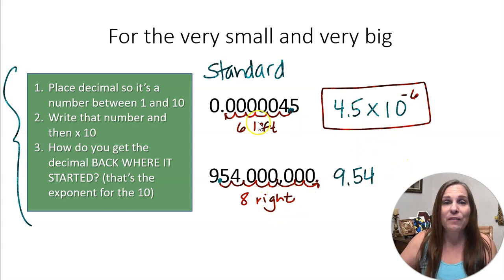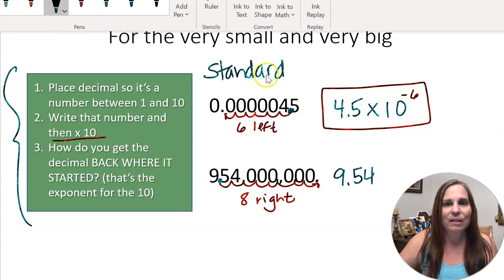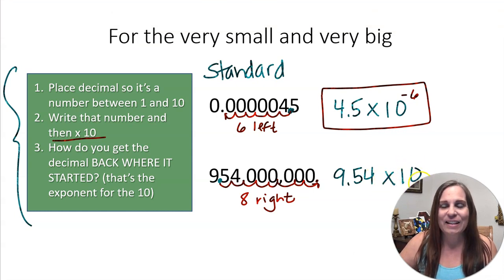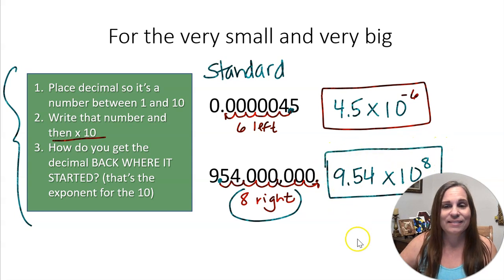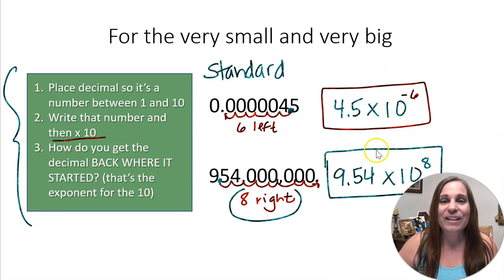So this time, oh, I forgot the rest of this part. I forgot to write the times 10 part. Let me write that in real quick. All right, I write my number and then times 10. And now I'm going to get my exponent for the 10 by looking at this. I had to move 8 to the right, which means my exponent is a positive 8. So there I've got a very small number and a very large number written in scientific notation.